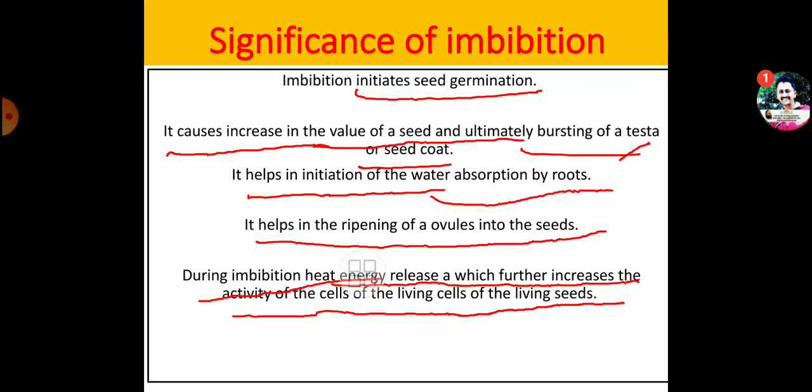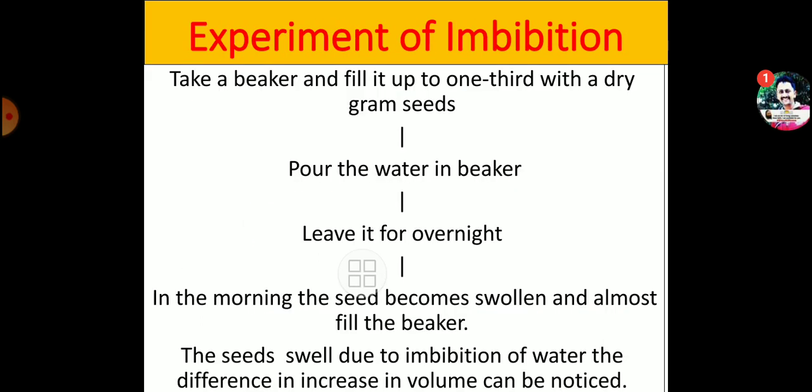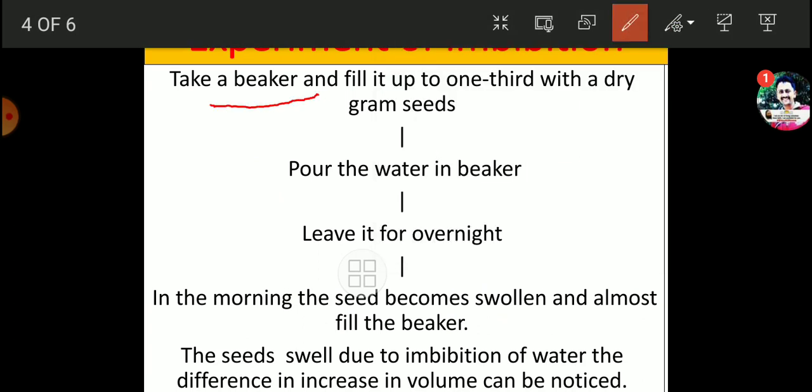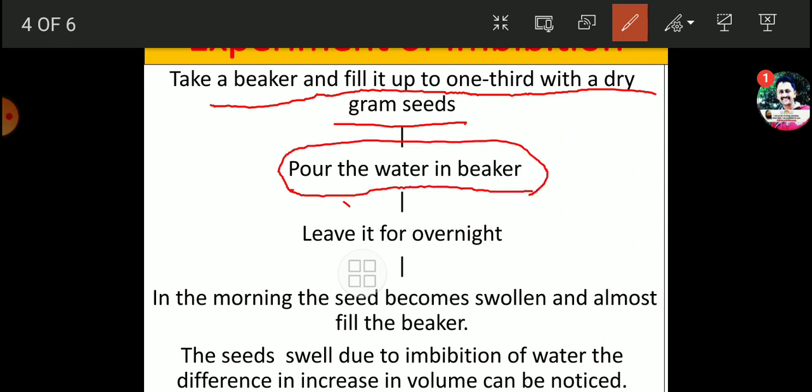Take a beaker and fill it up to 1/3 with dry gram seeds. First of all, you have to take dry gram seeds and put them into a beaker, up to the portion that is 1/3 of the beaker to be filled. Then pour water into the beaker. Then you have to add water into the beaker.